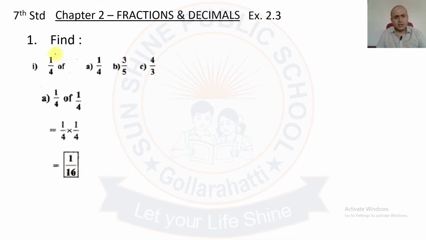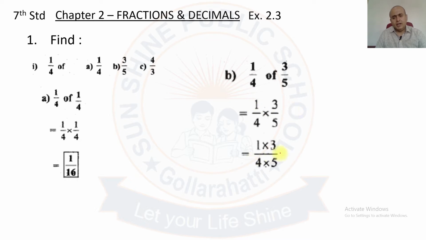Let us solve the second question, that is 1 by 4 of 3 by 5. So 1 by 4 of 3 by 5 is nothing but you should multiply 1 by 4 into 3 by 5. If we multiply 1 by 4 with 3 by 5 we get the answer. That is, multiply numerators. So 1 into 3 by 4 into 5, therefore 3 by 20 is the answer.